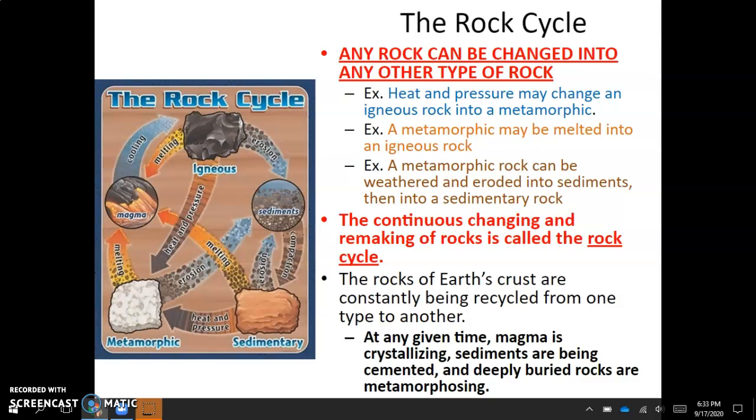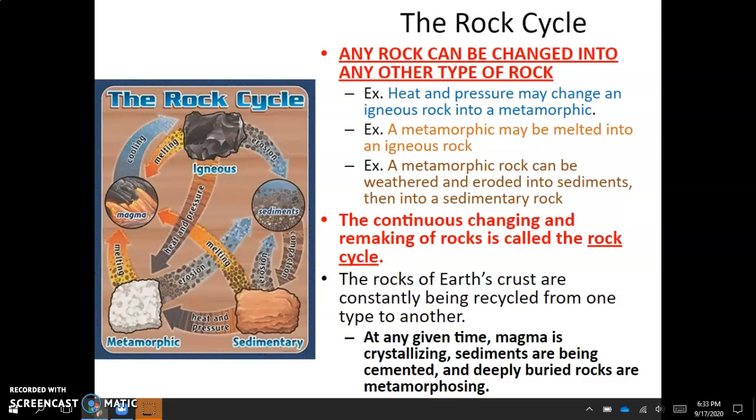So the rocks of Earth's crust are constantly being recycled from one type to another. So at any given time, magma is crystallizing, forming igneous rocks. Sediments are being cemented, forming sedimentary rocks, and then deeply buried rocks are metamorphosing into metamorphic rock. So basically what this means is that these rocks are not necessarily staying this type of rock for their entire life. The Earth constantly changes. We know that plate tectonics moves the crust on the planet, and these rocks are constantly getting cycled and being formed into new rocks.